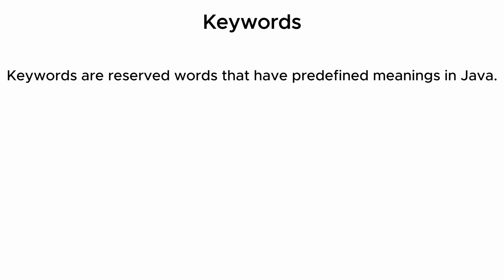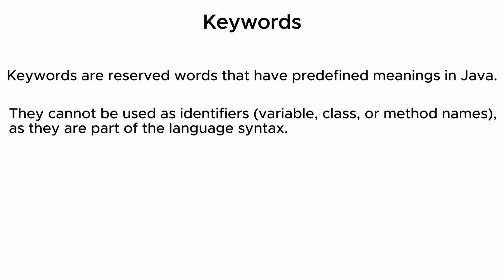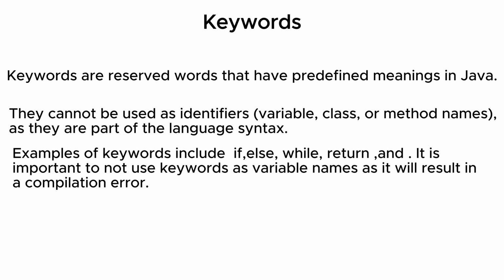Keywords. In Java, keywords are reserved words that have predefined meanings in the language. These keywords are part of the Java syntax and cannot be used as identifiers, such as variable names, method names, or class names. Keywords perform specific tasks and are essential building blocks for Java programs. Java has 52 reserved keywords as of Java 11. These keywords help define the structure and behavior of Java code.